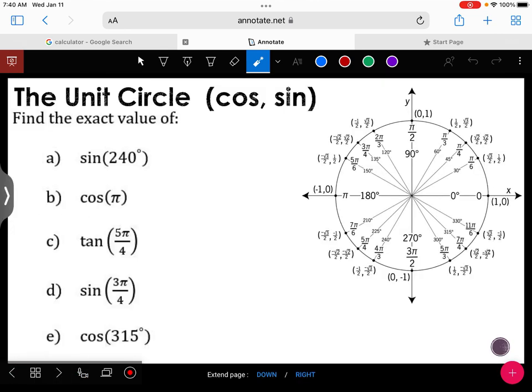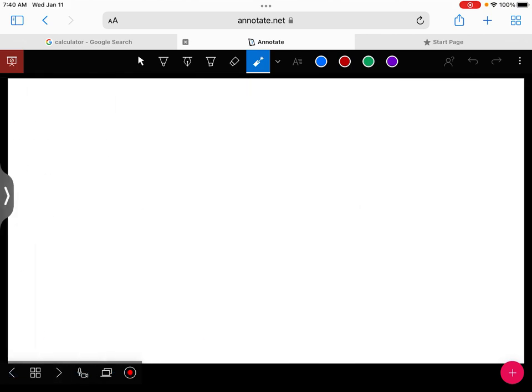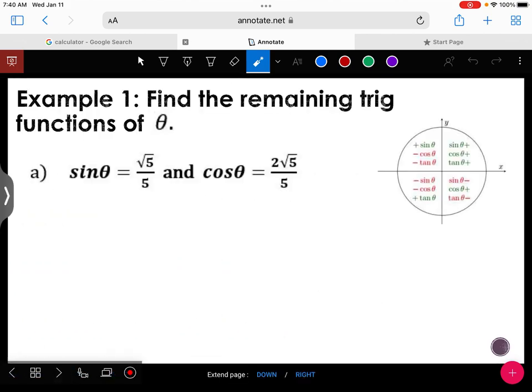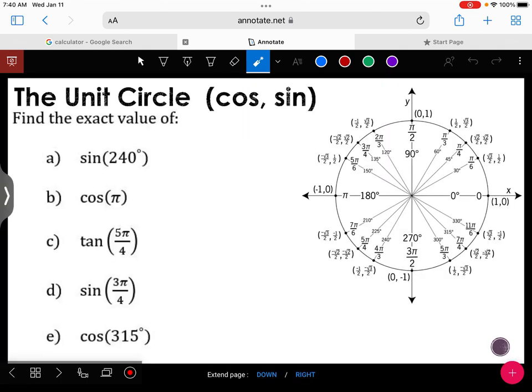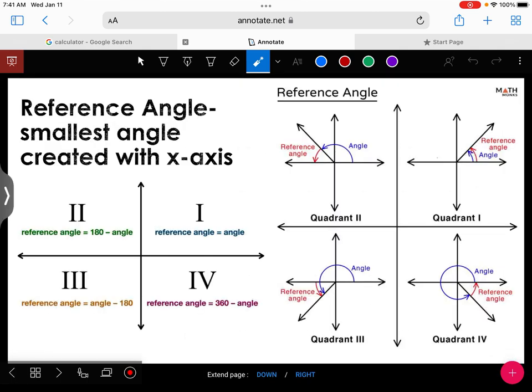I thought I had a blank page. One second. I don't. Okay, all right, so let's go ahead. I'm going to just go off to the side. Give me a second.